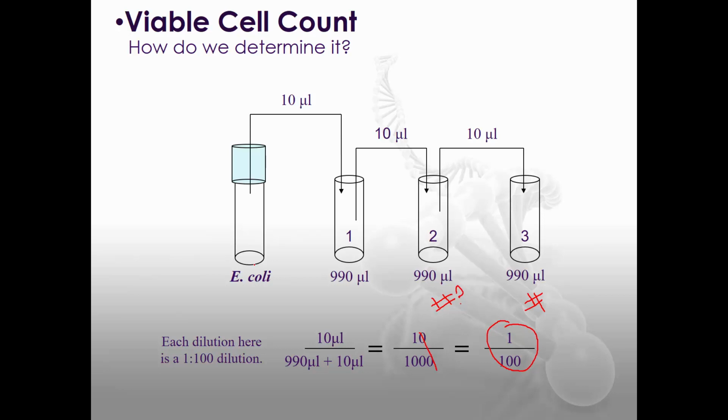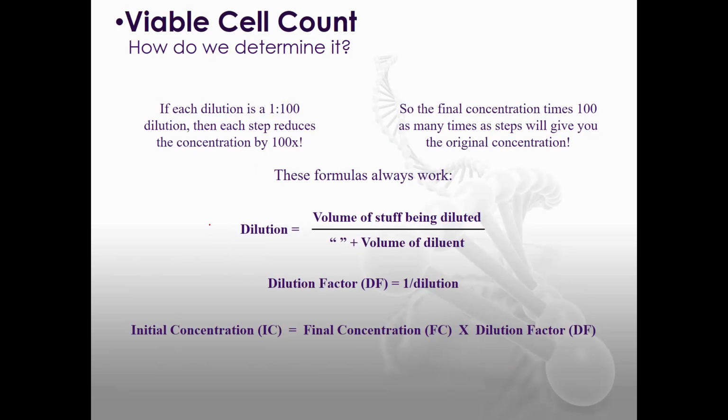Okay, so how do we use this? There are some formulas that always work. This will work on any dilution. This is the one that we just did. If each dilution is 1 to 100, then each step reduces it by 100, unless you're looking the other way, in which case it's increasing it, right? But this is what we did. So each concentration is 100 times more. That's what we were just talking about.